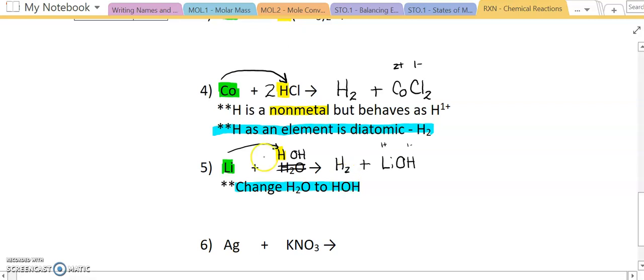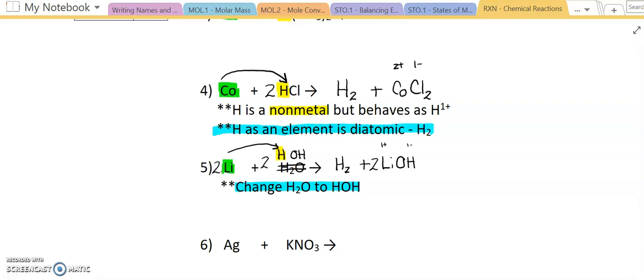I have 2 hydrogens here, so I'm going to put 2 hydrogens here. That gives me 2 OHs, so I need 2 OHs. I've got 2 lithiums and 2 lithiums, and that should balance out the equation. So hydrogen is a diatomic. It can be replaced on an activity series of metals, and it is replaced as H2. And water is changed to HOH. So let's just take a look at 2 more quick examples here.